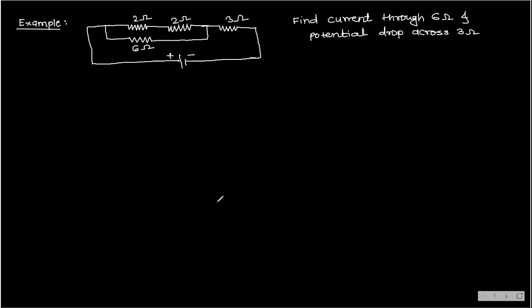Okay, but what do we have to do? Listen carefully. We have to find first the potential across this 3 ohm and the current across this 6 ohm resistor. So let's start. Concentrate. Even if you have not attended a single class, it is not an issue, you will understand from here. Just listen properly, and see how I am solving.